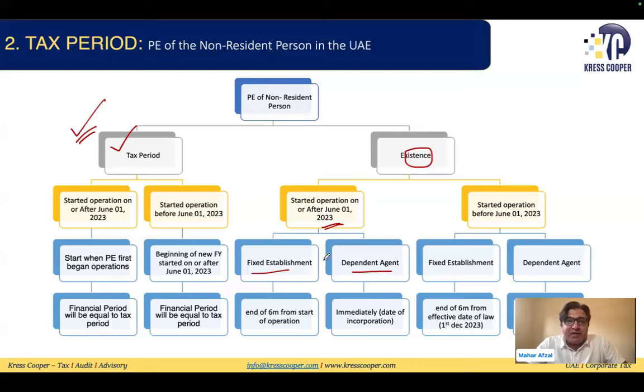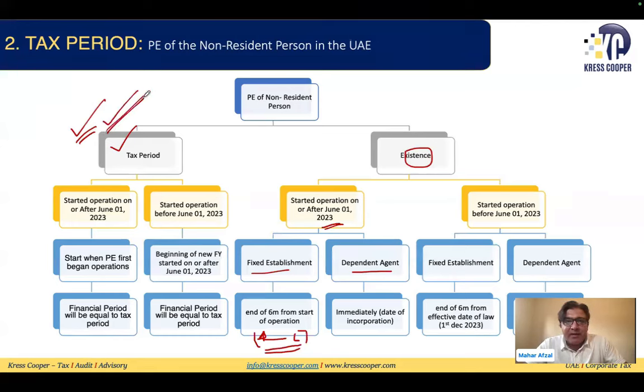If the PE has been set up through a fixed establishment, then it has been given in the public clarification that the end of the 6 months from the start of the operation applies. That means from the date this fixed establishment was set up, the 6 months onward will be treated as a performance period. After the end of the 6 months, on the first day, we need to check whether the PE exists or not.